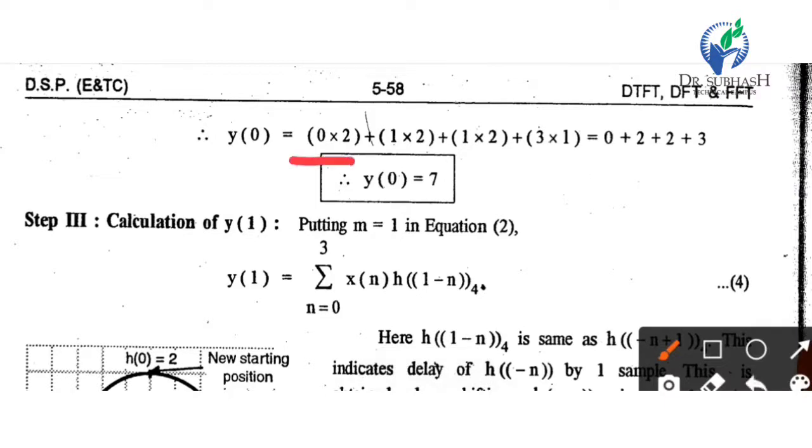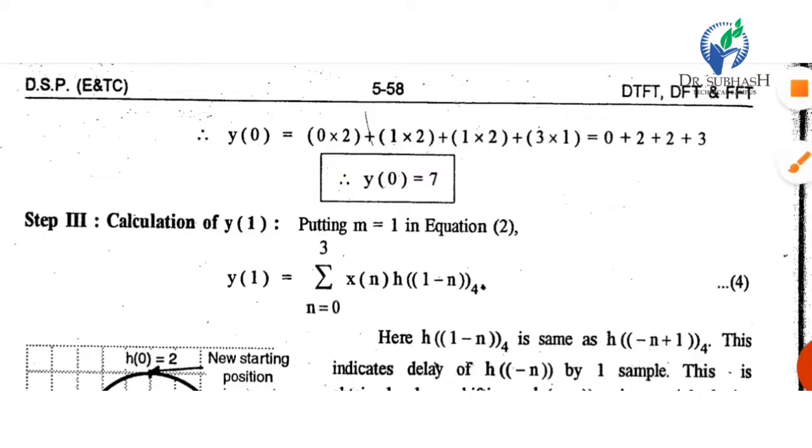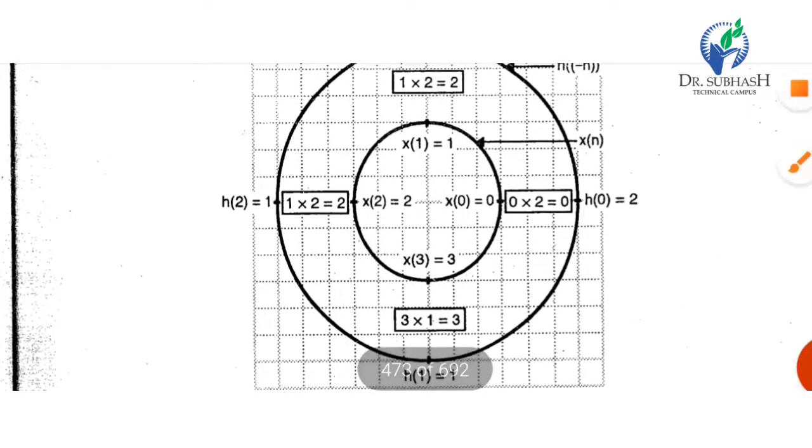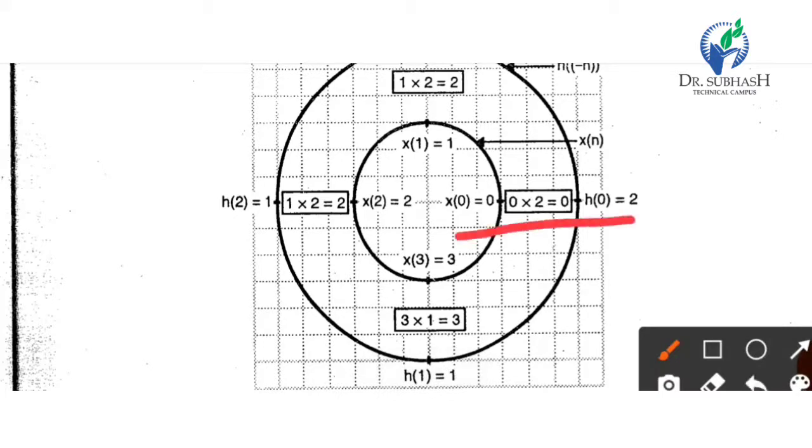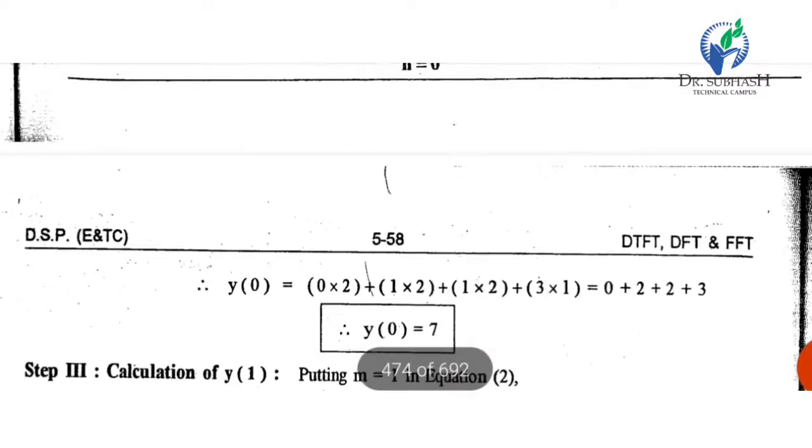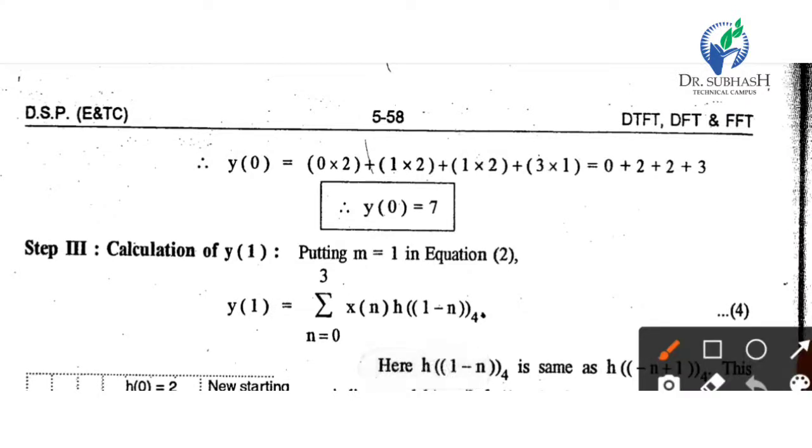So 0 multiplied with 2, 1 multiplied with 2, and so on, this multiplication is based on this arrangement for 0, 1, 2, 3. So x of 0 multiplies with h of 0, x of 1 multiplies with h of minus 3, x of 2 multiplies with h of 2, and x of 3 multiplies with h of 1 due to the folded version of h of n. After multiplication we get y of 0 equal to 7.